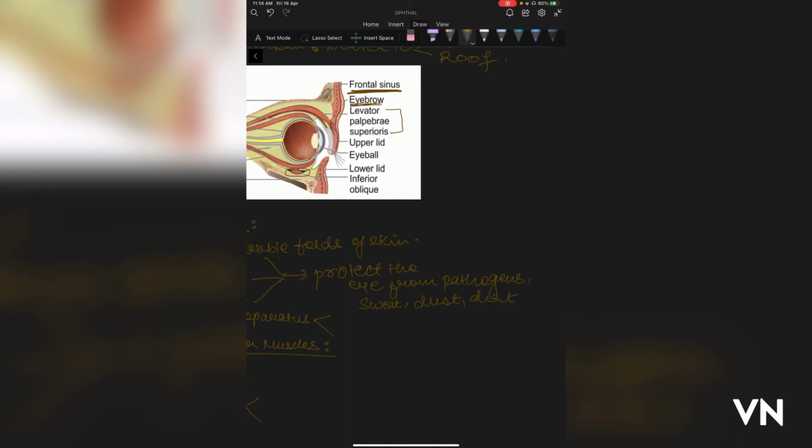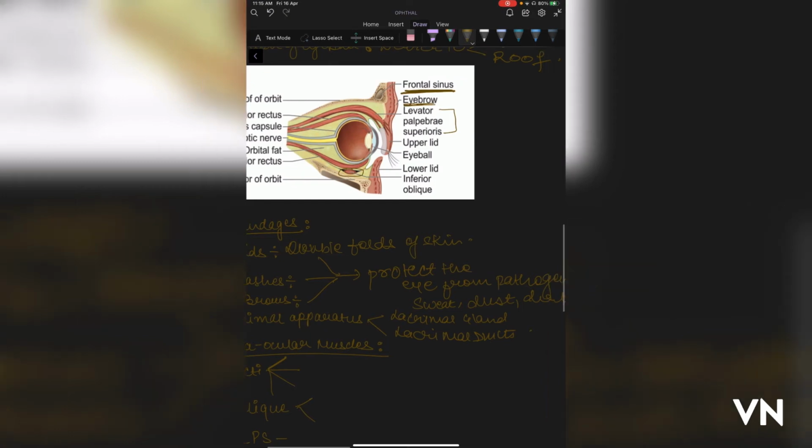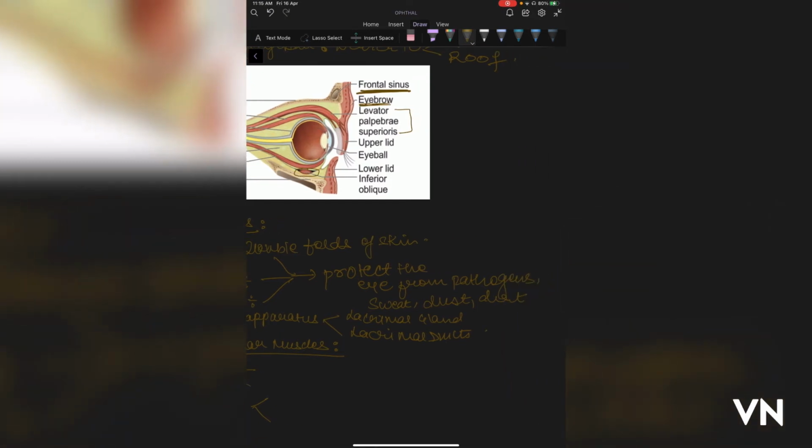The lacrimal apparatus consists of your lacrimal gland and your lacrimal ducts. The lacrimal gland opens at the upper part of your eye, and the lacrimal ducts open into your nasopharynx. That is why when you cry, you also get a runny nose.